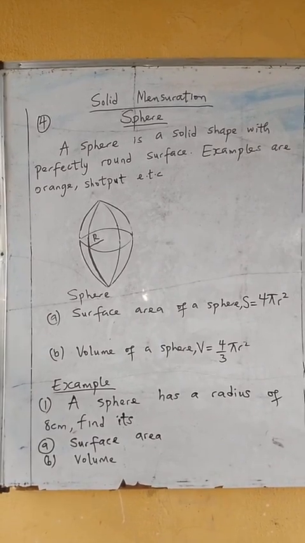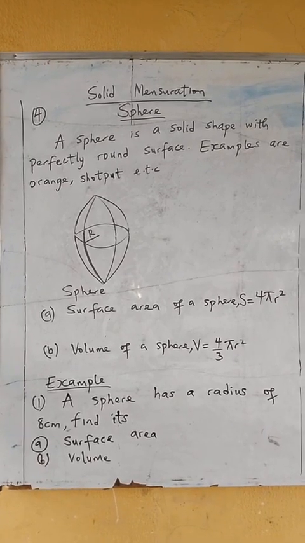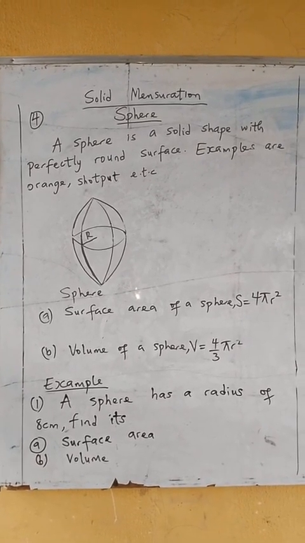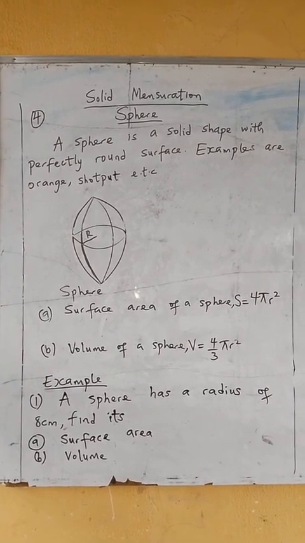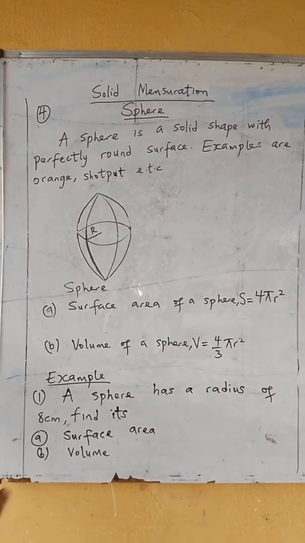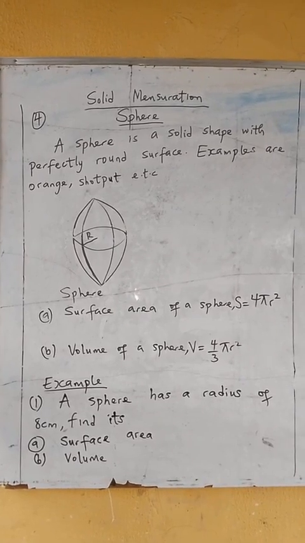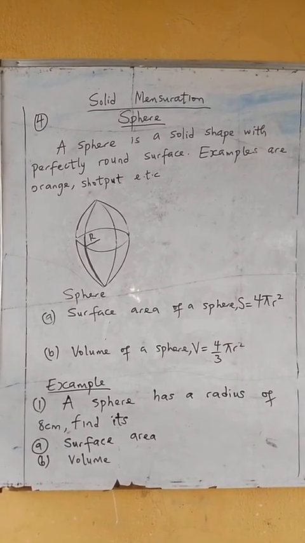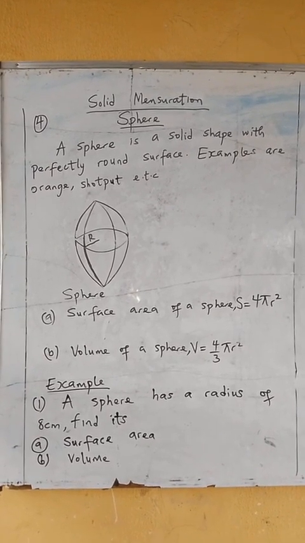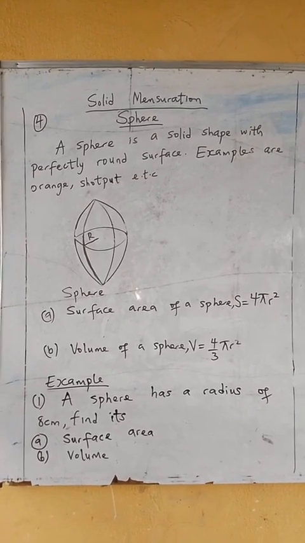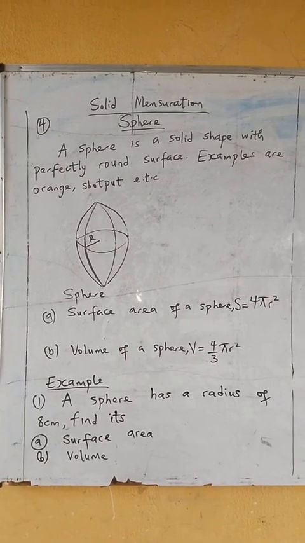So the surface area of a sphere is 4 pi r squared, while the volume is 4 over 3 pi r cubed. And I want to encourage you, even at the end of my teaching today, make sure that you watch the pictures that will be displayed on the screen. Those are the shapes of a sphere. So I'm going to give you examples that we can see within our vicinity. So let's solve the examples given.